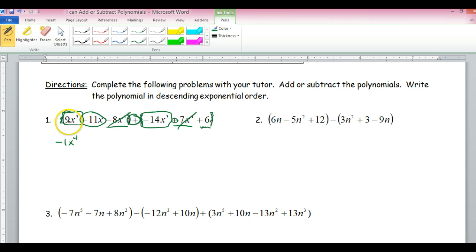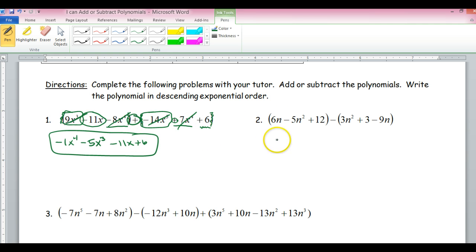So I have 9x to the third, but since there's the minus sign in front, it's going to be 9x to the third minus 14x to the third. 9 minus 14 is negative 5. Carry over the variable expression. Cross them out. I've used them. Now, negative 11x. Oh, there's no like term, so minus 11x. And then I have my constant plus 6. And I have added those two polynomials together.